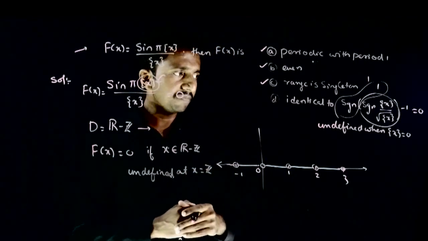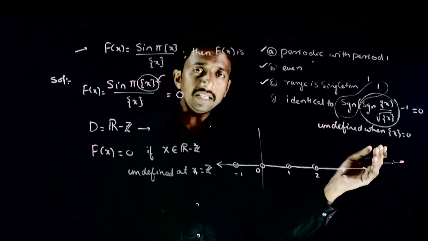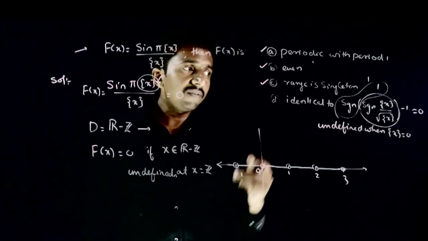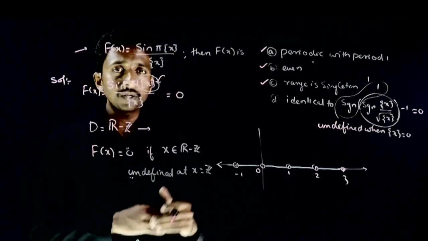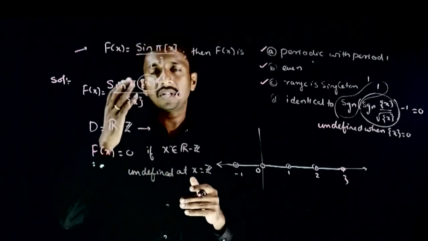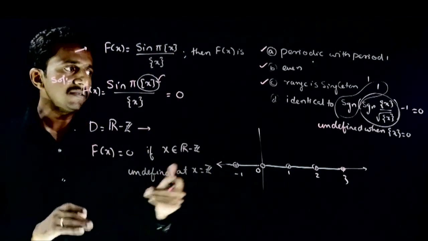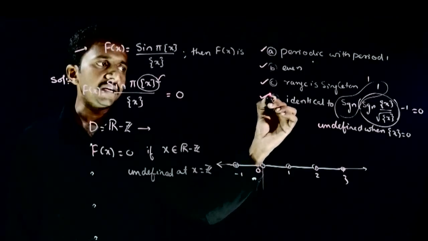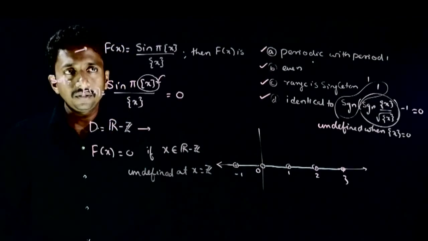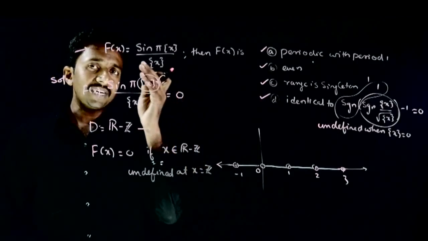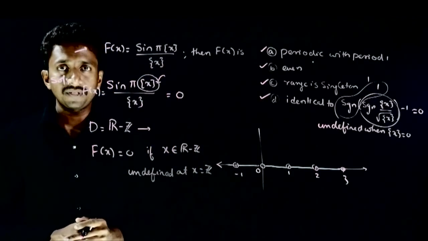So इस function में integer values of x पे undefined है. When x is not an integer, this function is also equal to 0. So same domain, same definition as our given function. Hence, these two functions are identical. So this is also true. So all the four options are true with respect to the function capital F of x.